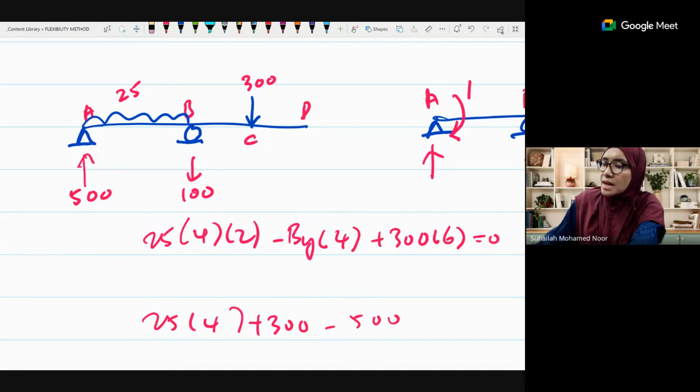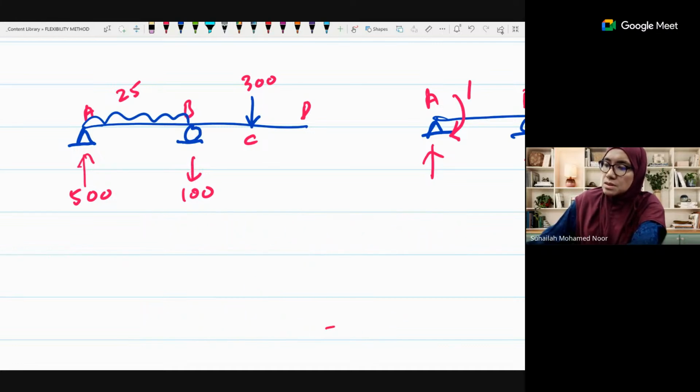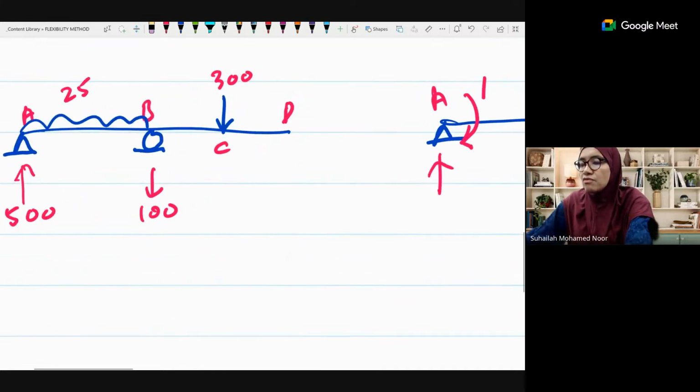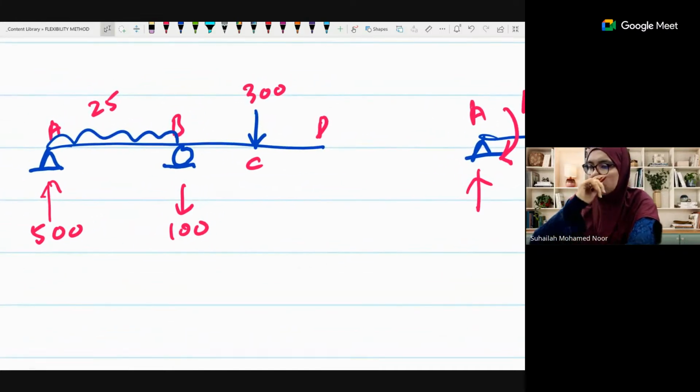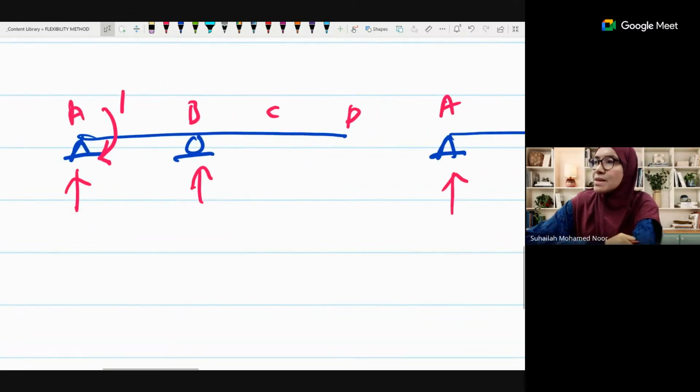Okay, so all this calculation is just to get that value. It is positive 500 and negative 100. So 25 times 4, 100, 100, 200, 300, 500. Okay, this is the reaction in the primary beam. Primary beam. Okay, do the same for the redundant beam.